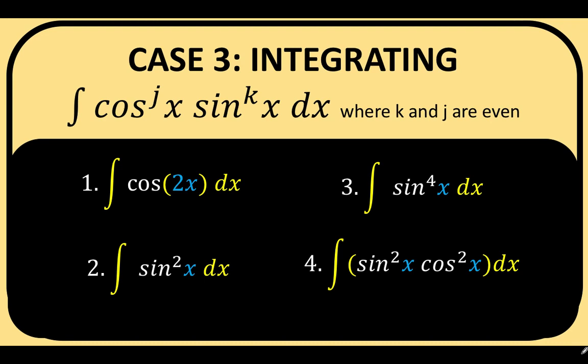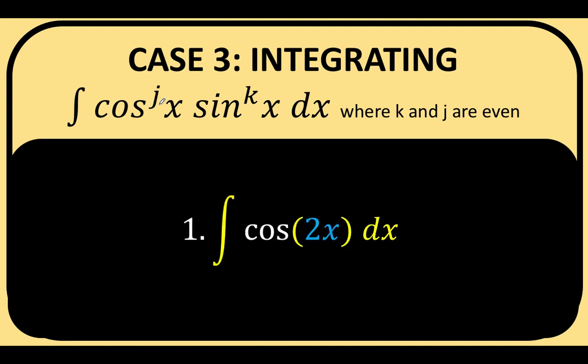And these are the four problems that we are going to solve in this video. The first item here is a prerequisite in order to answer problems number 2 to number 4. So let's begin answering our first problem. How do you find the antiderivative of cosine 2x dx?